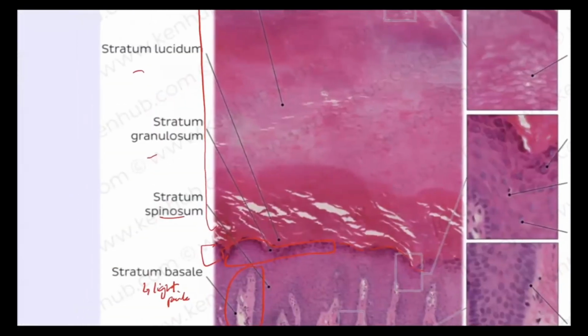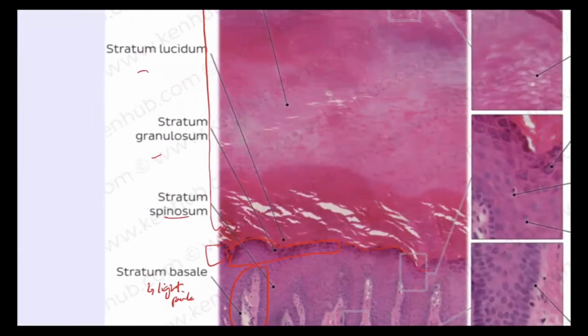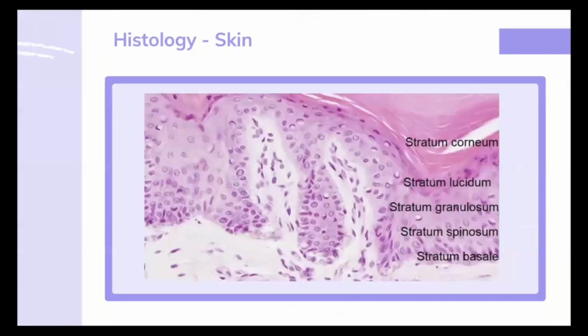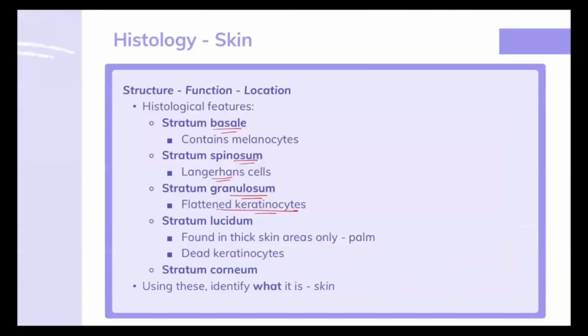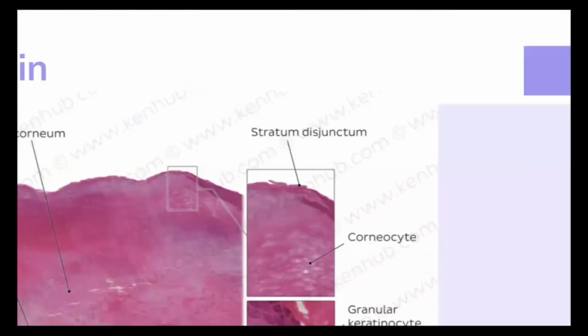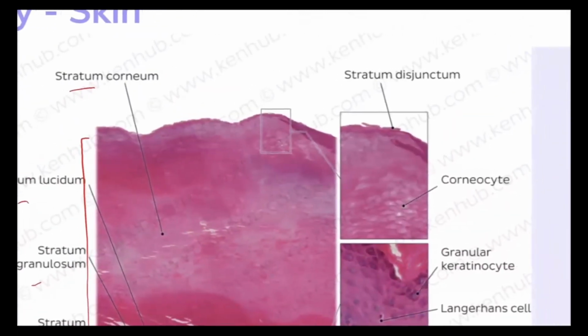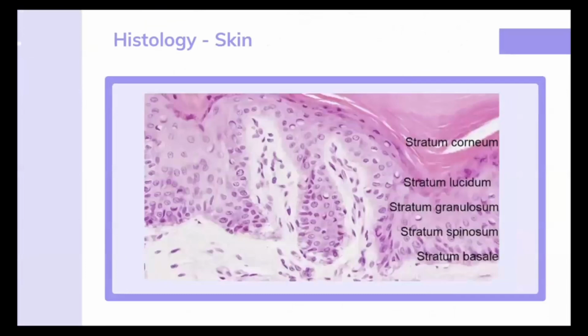Then on top of it, you have stratum lucidum, which is right on top of stratum granulosum. Stratum lucidum has a specific feature, which is that it's only found in thick skin areas, like your palm or the plantar surface of your foot. These are usually found there. So that's a characteristic feature, and they contain dead keratinocytes. So again, stratum lucidum isn't available in every type of skin. Lastly, you have stratum corneum, which doesn't really have characteristic features. It's just the top part of the keratin, or the body of it.